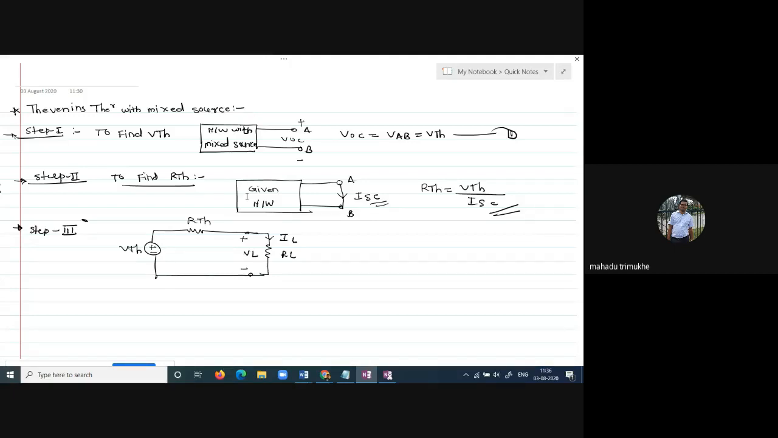But in independent sources, for calculating RTH, we have to turn off all the independent sources. For the mixed source, you don't turn off any dependent or independent sources. The sources should stay on, but you short circuit the load resistor and find the current flowing through the short circuit. Is this clear? Yes, sir. Okay, fine. So now we'll move on to our example.